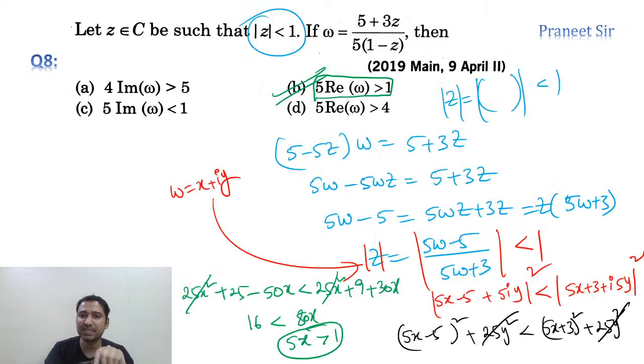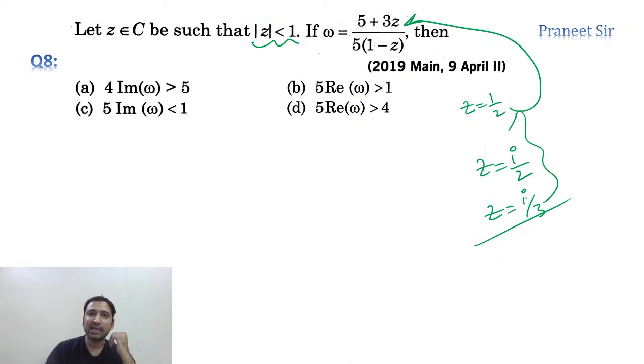Okay. If you feel this original method is lengthy and complicated, what you can do is, as z is any complex number, I'll take z equal to 1 by 2. I'll take z equal to i by 2. And then eliminate the options. Clear? Clear now? Right. Chalo, let's move to the next one.